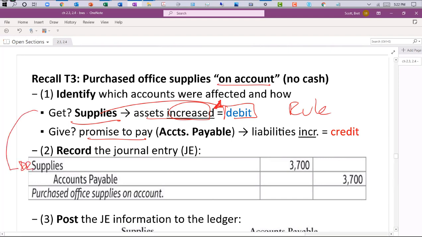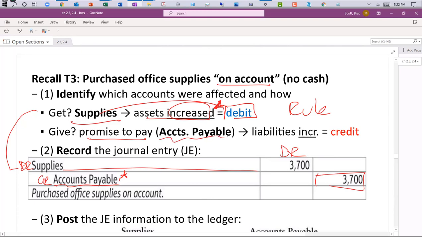Supplies being an asset and increasing is debited. So under the debit column, plug in the 3,700. Now, even if you don't know what the credit is, you know that you do need a credit, in this case, of 3,700. It's just a matter of figuring out or guessing what is the account that we need to credit. When we have promises to pay, those are generally represented by liabilities. Unless there's more specific information, using accounts payable is fine. That's sort of a default liability account.